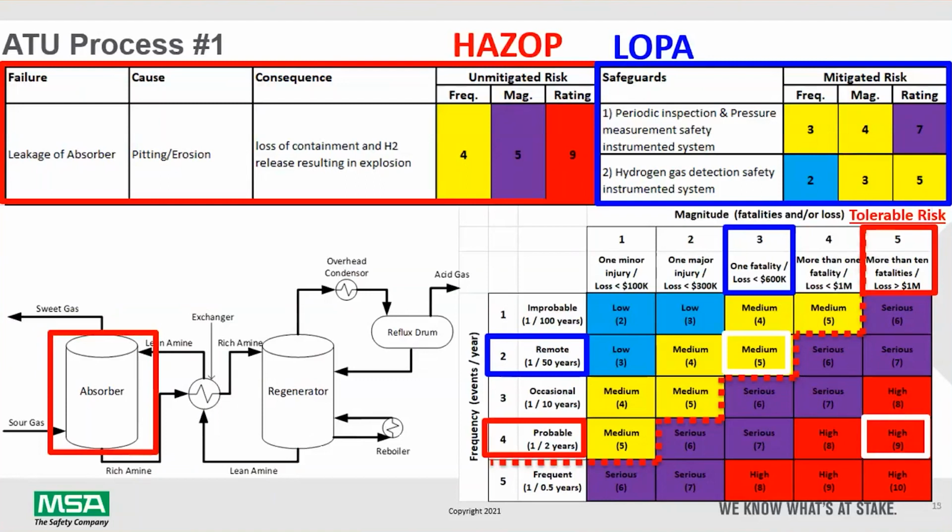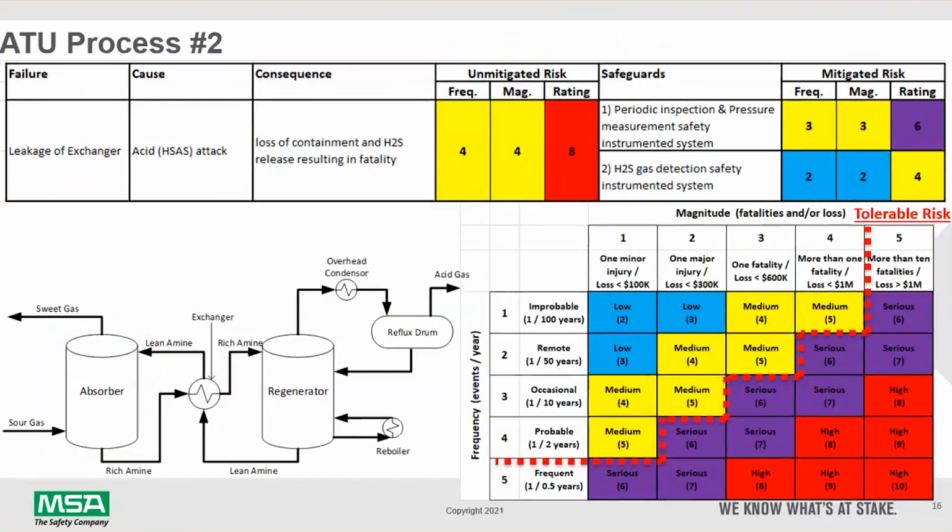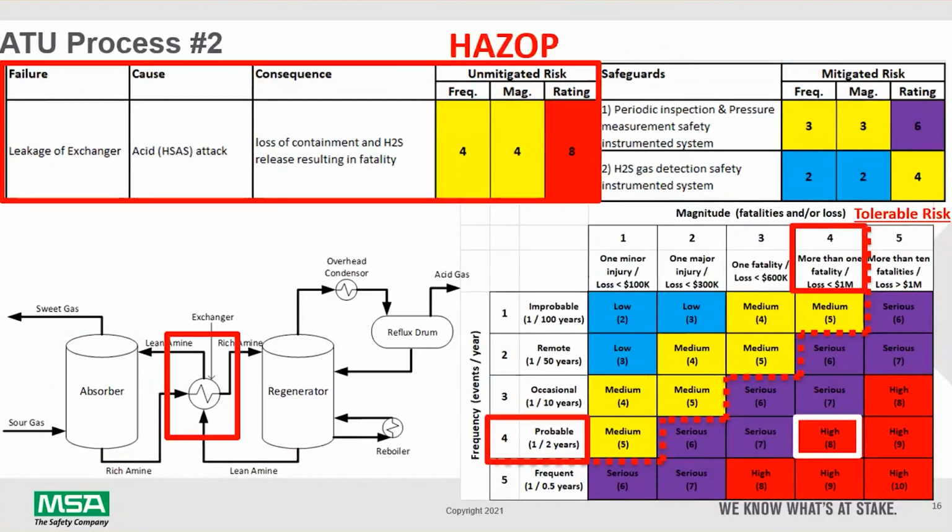Now, we can certainly add additional safeguards and may want to do so to continue to drive towards the light blue upper left corner of the risk matrix. So let's take a look at another case study on the ATU. Let's take a look at the exchanger.